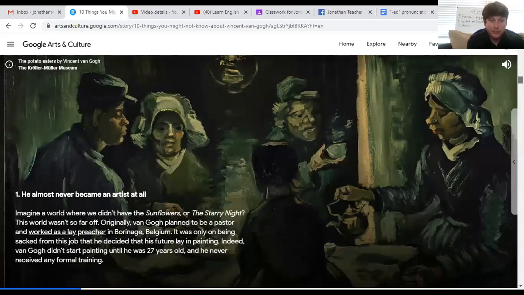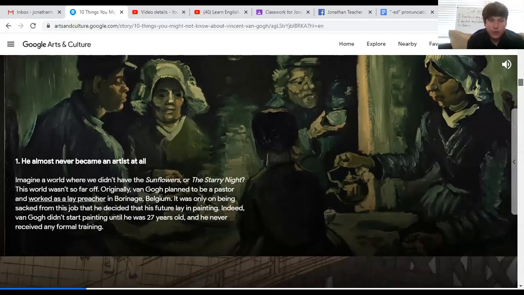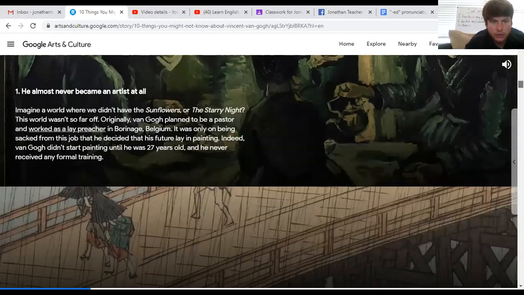He almost never became an artist at all. Imagine a world where we didn't have the sunflowers or the starry night. This world wasn't so far off. Originally, Van Gogh planned to be a pastor and worked as a lay preacher in Belgium. It was only on being sacked from this job that he decided his future lay in painting. Indeed, Van Gogh didn't start painting until he was 27 years old, and he never received any formal training.